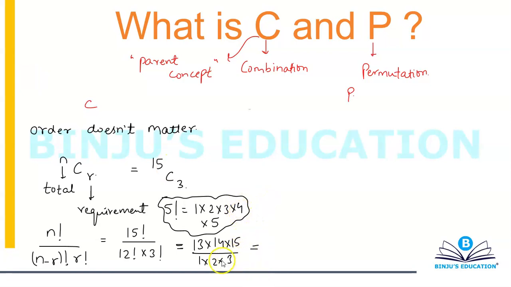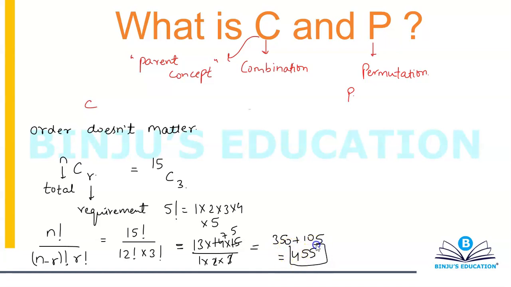So let's say this 3 goes, this becomes 5, and this 2 goes and this becomes 7. So it's going to be 13 into 7 into 5, so that's 13 into 35. So that's 350 plus 105. So that will be 455.